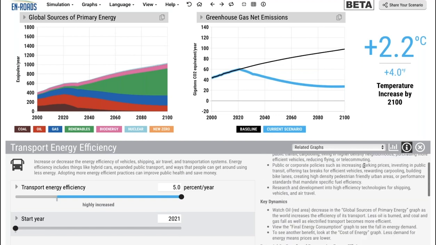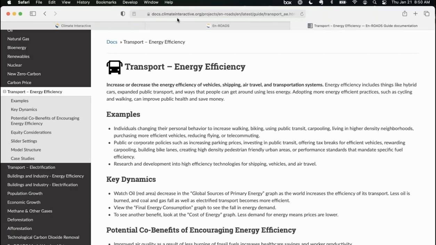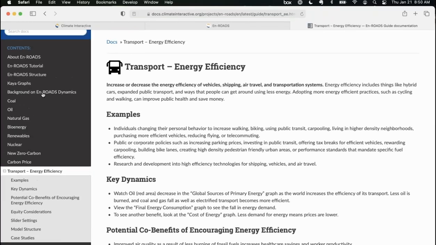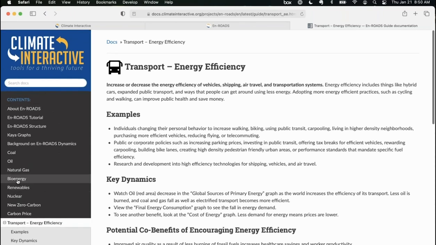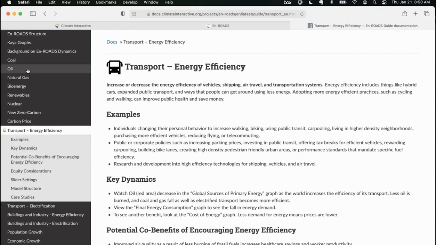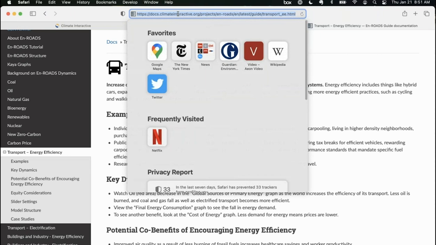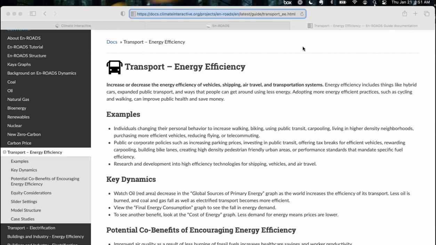So check this out. This is also reflected in the user guide. I can click this button here at the bottom. It'll take me over to the En-ROADS user guide, which has pages on every slider, all the major sliders that is, that you can read more about if you're curious. And maybe Caroline, you could drop the link in, or maybe I can do that for the user guide. Here, I've got that. Okay, thanks, Caroline.